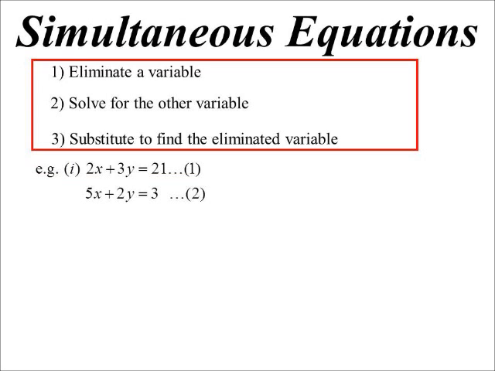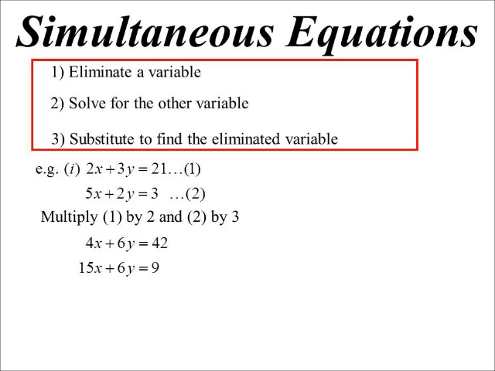So let's just look at a basic example. We get something like this. We just need to make the coefficient of either the x or the y, it doesn't matter which, the same. Wonder which one I picked, x or y. Okay, so I'm multiplying the first one by 2 and the second one by 3, so I'm making the y's the same. So I come up with two new equations, but now the coefficient of y is identical.